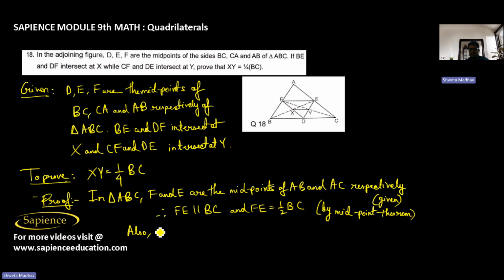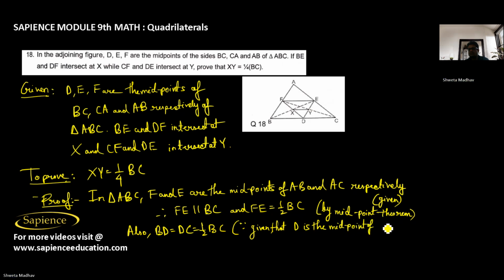Also, you can say that BD equals DC, which is equal to half of BC, since it is given that D is the midpoint of BC.